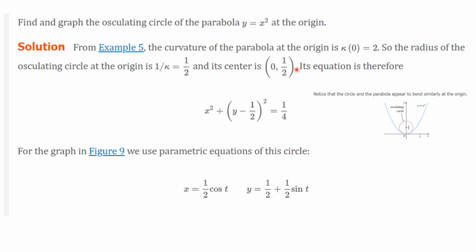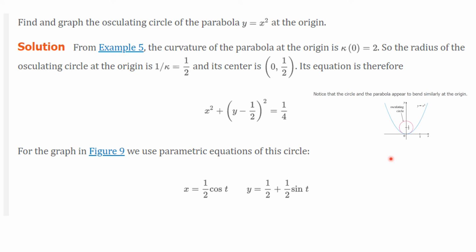Okay, so previously we found that the curvature at 0 was 2. So the radius of the circle at the origin is 1 over kappa, or 1/2. And its center is going to be (0, 1/2), because we just go from the origin and we go the radius in one direction to get the center of the circle. So its equation is given by this: x minus 0 whole squared plus y minus 1/2 whole squared is equal to the radius squared, which is 1/4. And you can see that that in fact is what we get as the oscillating circle.